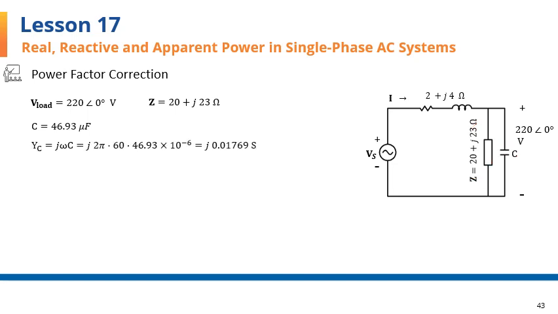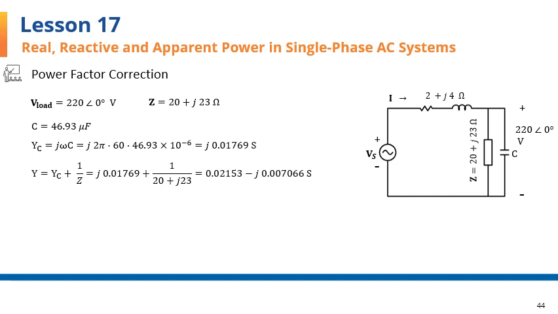Here is the admittance of the capacitor alone, j omega C, substituting all the values that we have on the right hand side. The capacitor admittance comes to j0.01769 Siemens. We'll add that admittance to the admittance of the load because they're parallel. The admittances add when you have two elements in parallel.